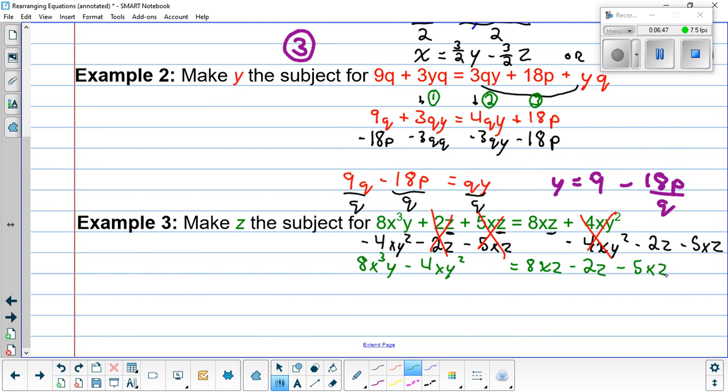Okay. So, how do I proceed from here? Well, this is actually going to be a little bit tricky. So here, one trick that we can do is actually factor out. Notice how there's one z in each of these terms. I'm going to factor out my z and just leave everything else. So 8x minus 2 minus 5x. I can see that I can combine those two terms, so that's z times 3x minus 2, equal to this 8x cubed y minus 4x y squared. So now I actually just divide by this entire bracket.